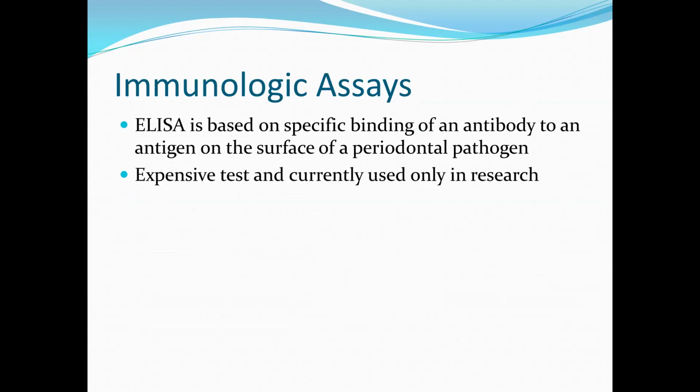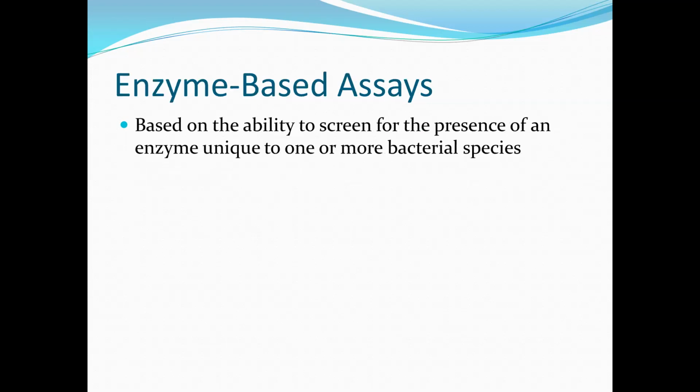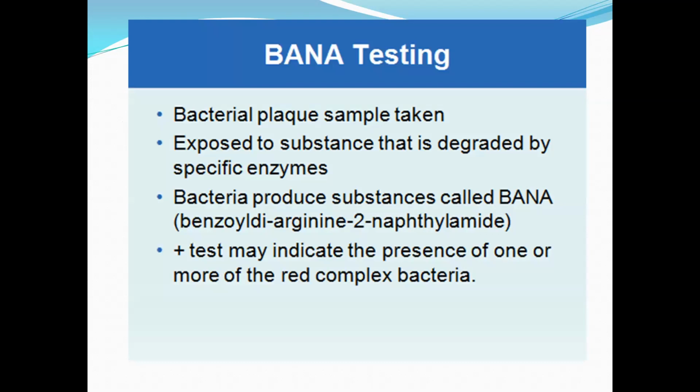There's immunological assays. ELISA is one of them, and that's based on specific binding of an antibody to an antigen on the surface of a periodontal pathogen. It's very expensive. ELISA is just used in research. There's enzyme-based assays, and that's based on the ability to screen for the presence of an enzyme unique to one or more bacterial species. And one of them is BANA testing.